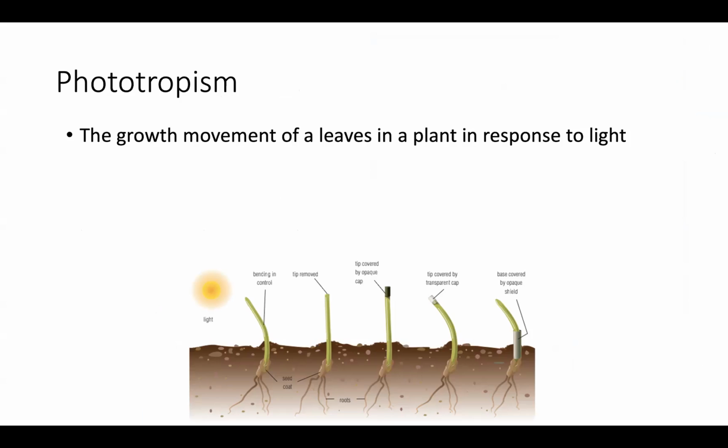Phototropism is the growth movement of leaves in a plant in response to light. If you have any house plants or anything like that, you may notice that every once in a while you have to rotate it because it's growing more towards the sun or the light, right? So this little experiment we have at the bottom of your screen here.